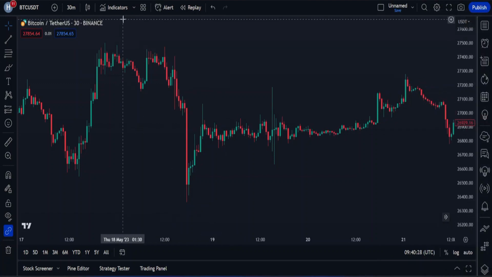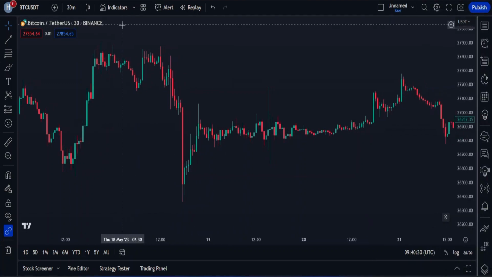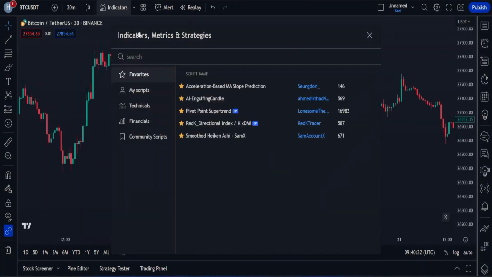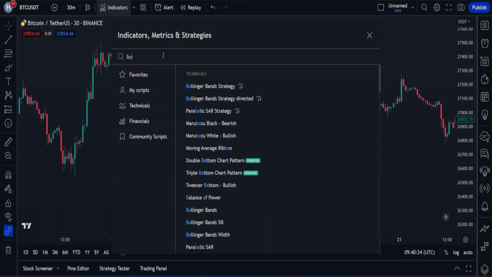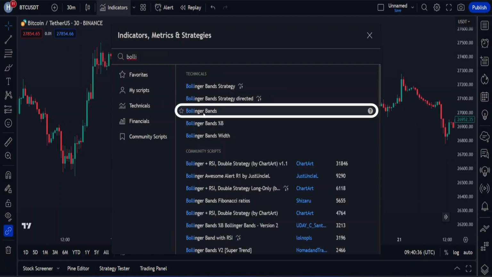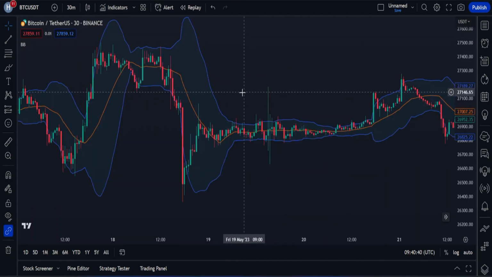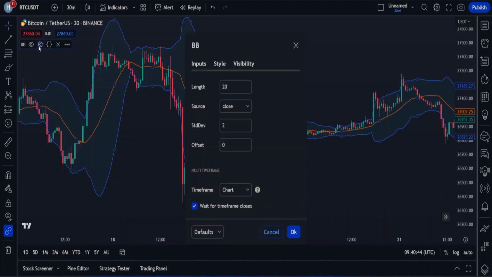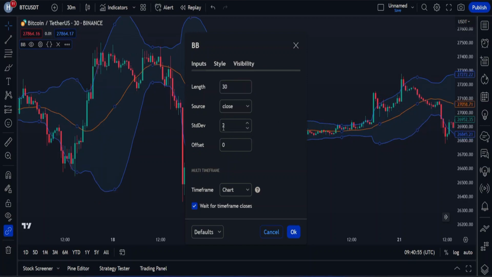To begin, access your preferred trading chart platform such as Tradingview and navigate to the Indicators tab. Search for Bollinger Bands and select this one from the options presented. While Tradingview's default settings are adequate, specific adjustments are necessary to optimize this strategy. So we will access the settings for this indicator and start by modifying the length value to 30 within the designated section and ensure that the standard deviation is set to 2.